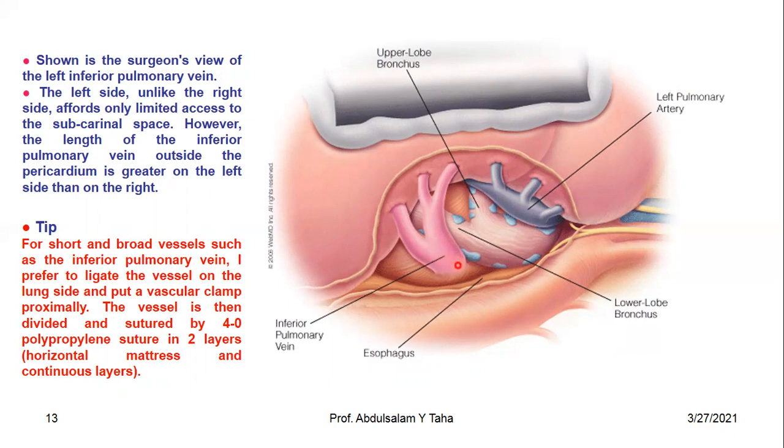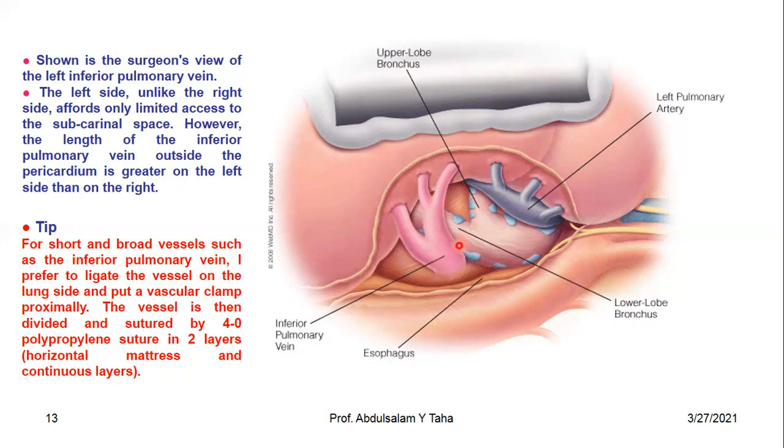We can apply ligatures or suture ligatures, and we divide the vessel in between the ligatures. The problem with the inferior pulmonary veins is that these veins are usually broad and short, especially on the right side. The left side is a bit longer. Therefore, if we use ligature as a method of controlling the pulmonary veins, there is a possibility of slippage of the ligature. Therefore, what I used to do myself, I used to apply a vascular clamp on the proximal side and ligatures on the lung side.